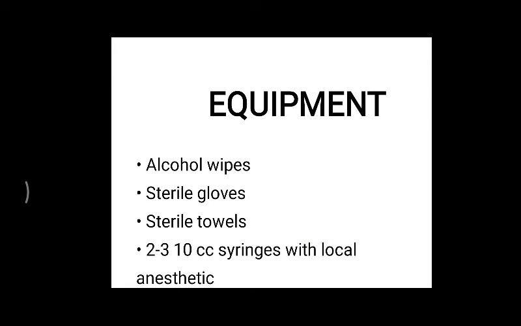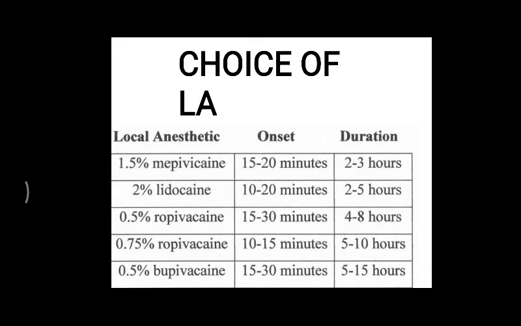So, moving on to the equipment required for ankle block, there are all the basic equipment: alcohol wipes, sterile gloves, sterile towels, and we require about 2 to 3 10 cc syringes with local anesthetic. For the local anesthetic, you can choose any of the options given below, but in our setting we use 0.5% bupivacaine, whose onset of action is 30 minutes and lasts for about 15 hours.